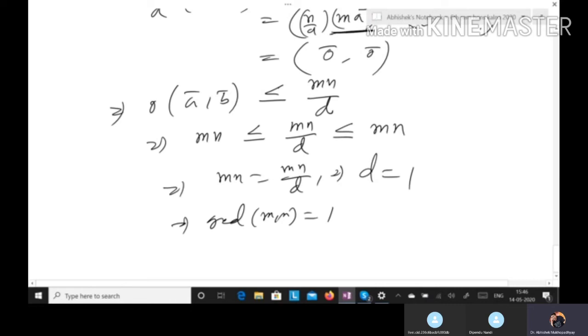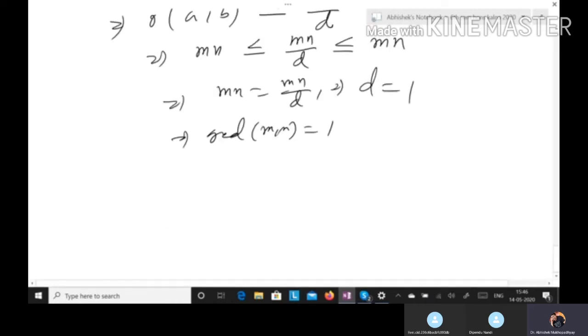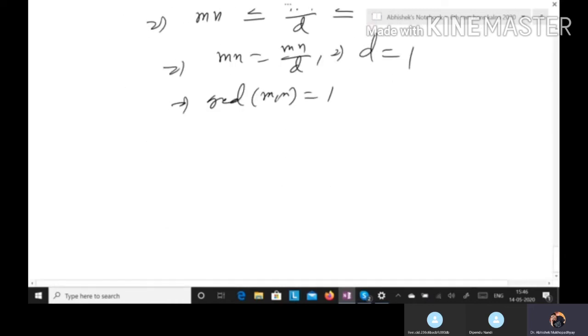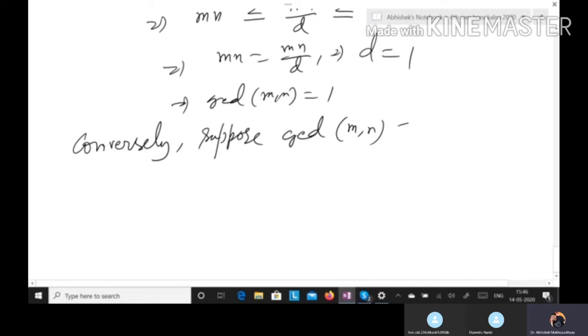So if Zm cross Zn is a cyclic group, then it is true that GCD of M comma N is 1. Now conversely, let us prove the converse. So conversely, suppose that GCD of M comma N is 1. We need to prove that Zm cross Zn is cyclic.